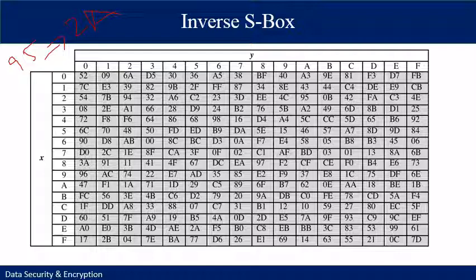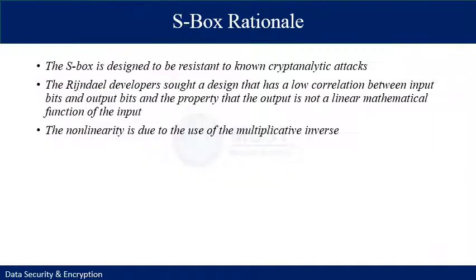So in this case we get the value 2a, and we get the initial value 95. So here is the rationale for using the substitution box. The substitution box is designed to be resistant to known cryptanalytic attacks.